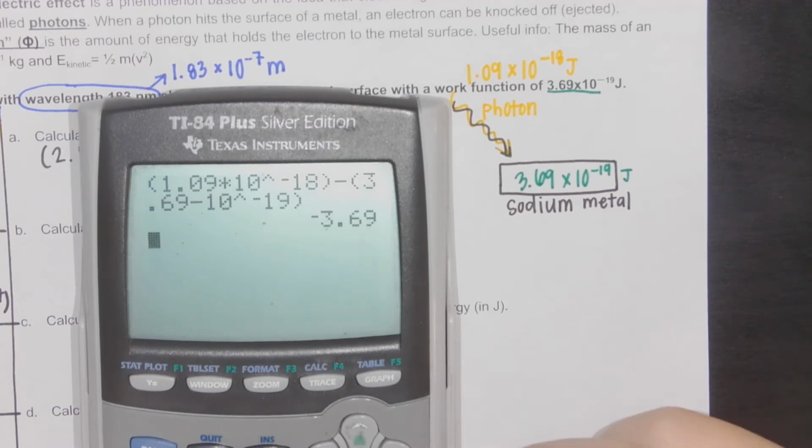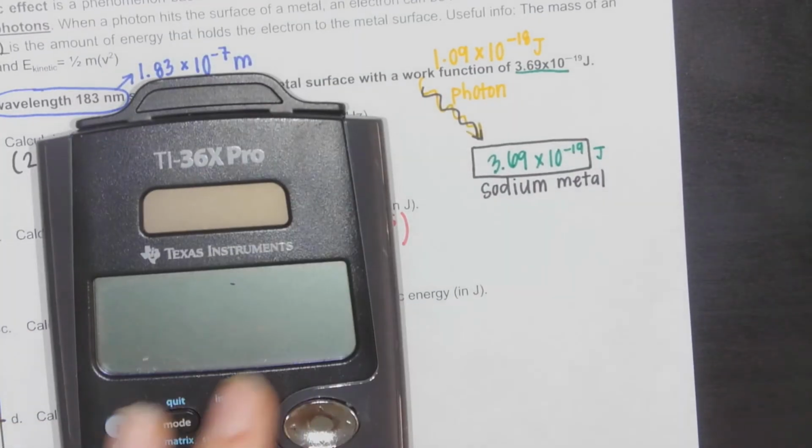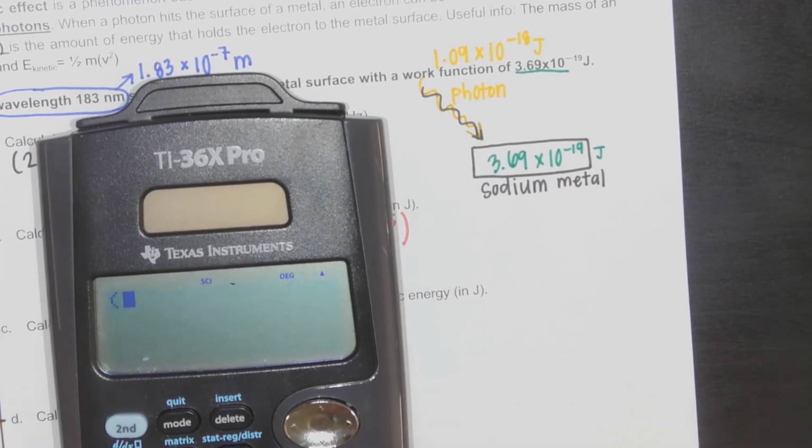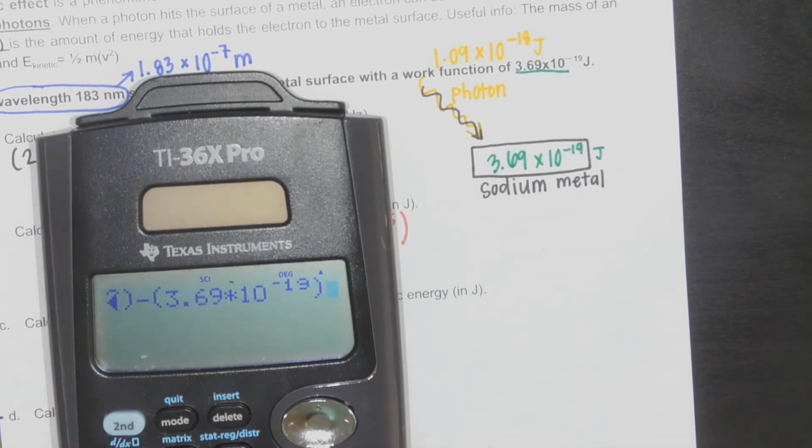Oh, I did it wrong. Sorry. My bad. Let me do it on the calculator that you guys are going to be using. Okay, 1.09 times 10 to the negative 18 minus 3.69 times 10 to the negative 19 equals this. Okay, that looks better.